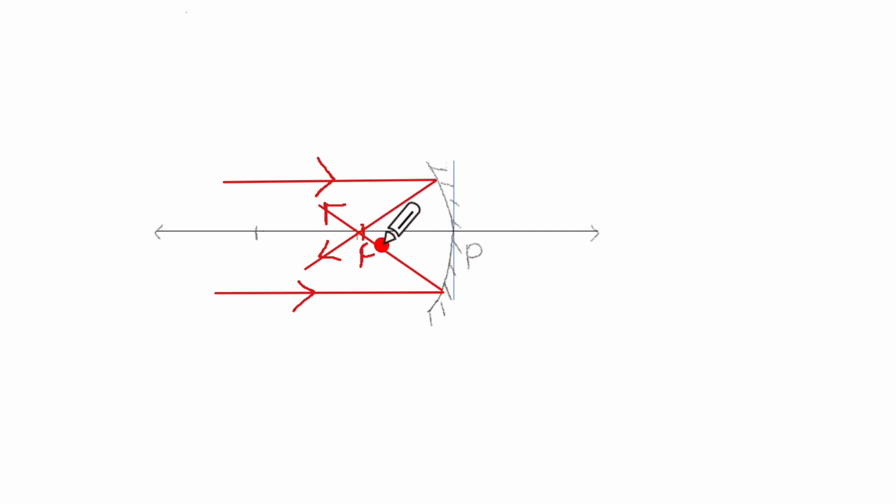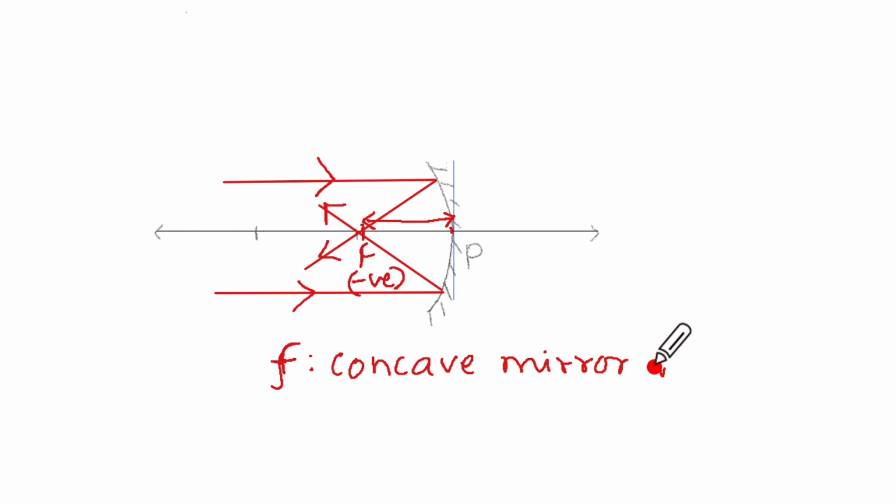Now from here to here, what is this? This is the focal length. So we measure from P this side, so we are going to the negative side. So the focal length of the concave mirror is this way, means negative.